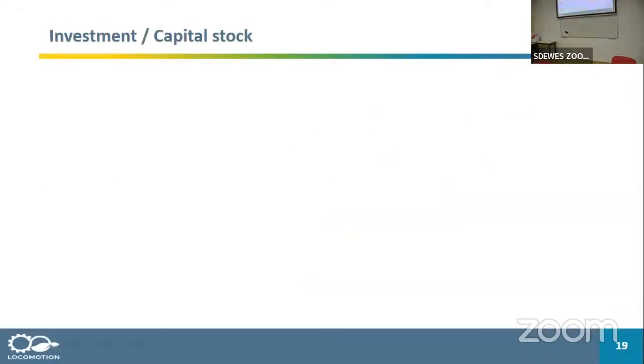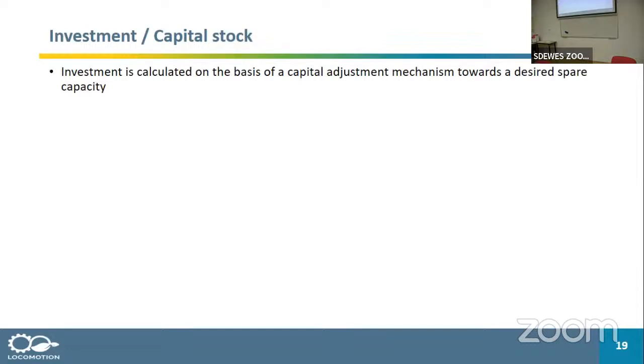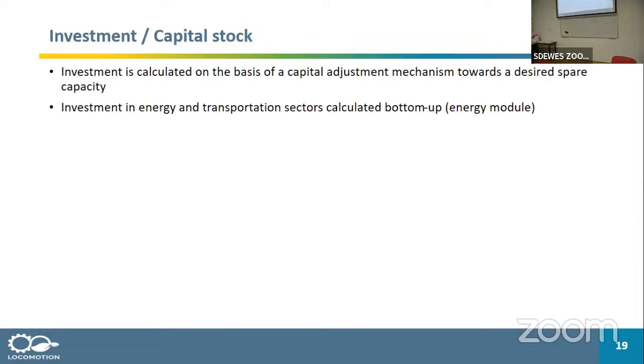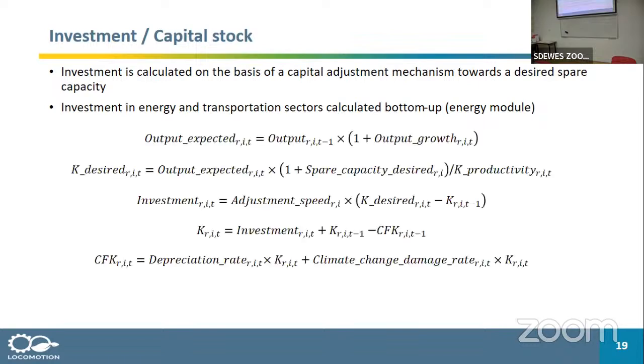Then we have the investment and capital stock. For the investment, what we have is a capital adjustment mechanism towards the desired capacity. This is for non-energy and non-transport sectors, because the investment of those sectors is calculated bottom up in the energy module. And these are the equations. It's pretty simple compared to the others.